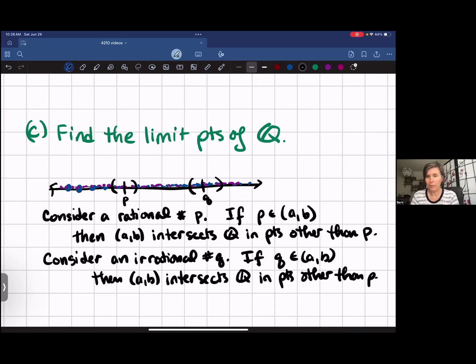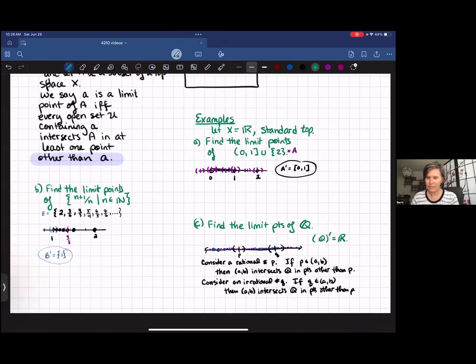So no matter what kind of point you start with, if you take an open set containing that point, it will intersect the rationals in points other than the point itself. And so what that says is that everything is a limit point of Q. So the collection of limit points of Q is all reals. Okay, so that is three examples in the standard topology of a limit point.